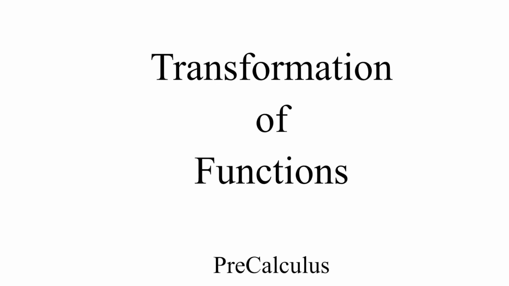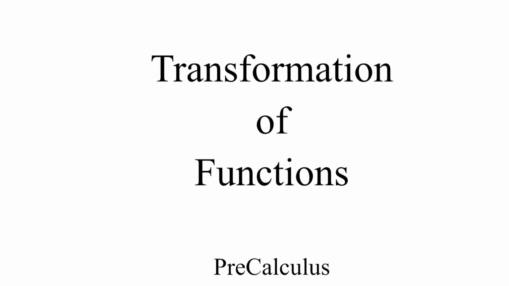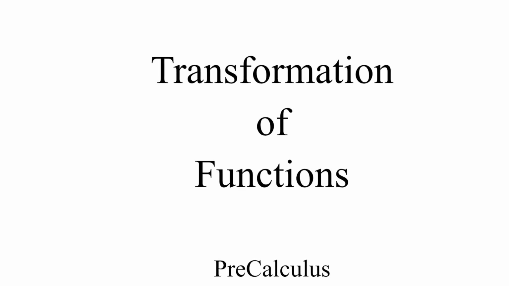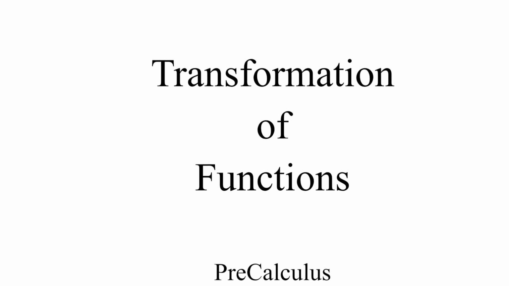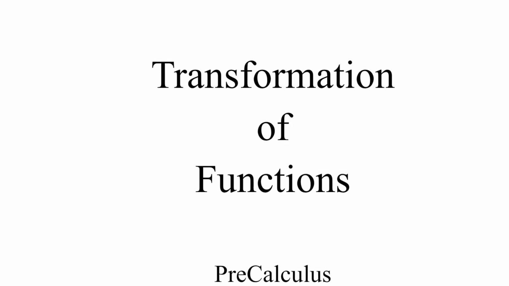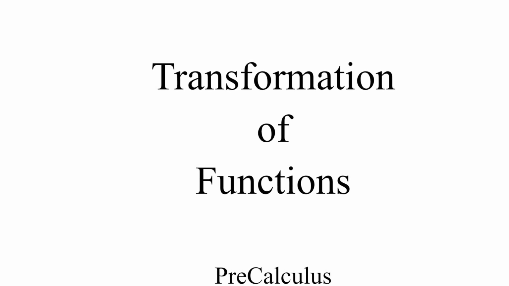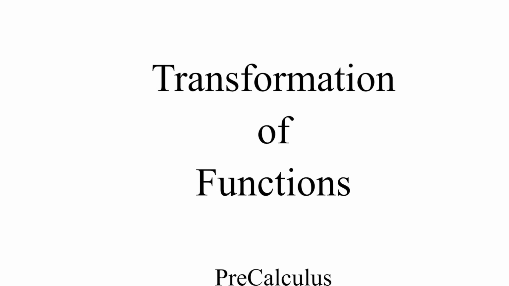Reflections. Given a function f of x, if we define a new function g of x as g of x equals negative f of x, then g of x is a vertical reflection of the function f of x, sometimes called a reflection about the x-axis. If we define a new function g of x as g of x equals f of negative x, then g of x is a horizontal reflection of the function f of x, sometimes called a reflection about the y-axis.